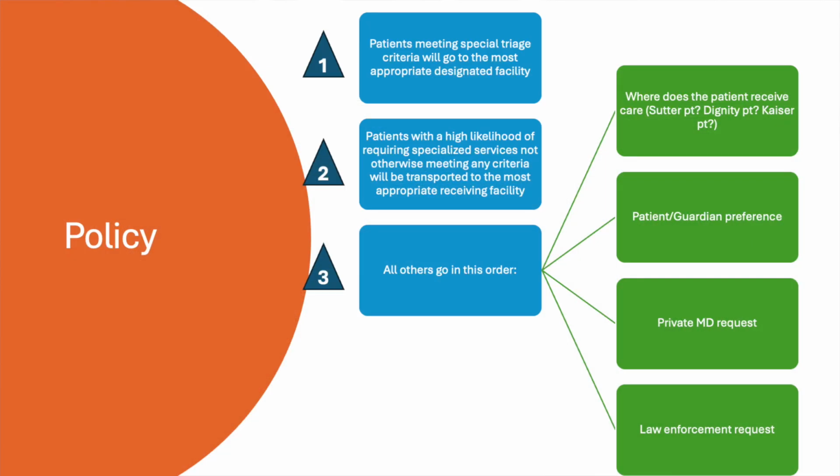Right, absolutely. And then all others go in this order. So this is kind of a new thing. It did change recently. And that is, don't forget, if you didn't meet the first 2, then the third one is, does a patient have a home? In other words, what I mean by that, a medical care home. Are they a Dignity patient, a Sutter patient? They go to UC Davis.